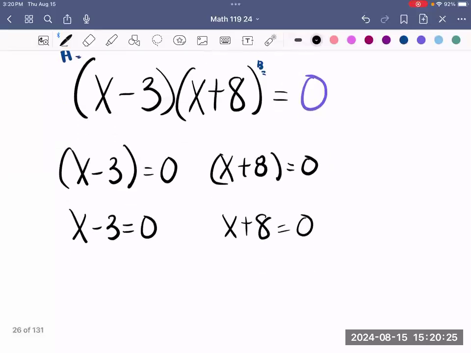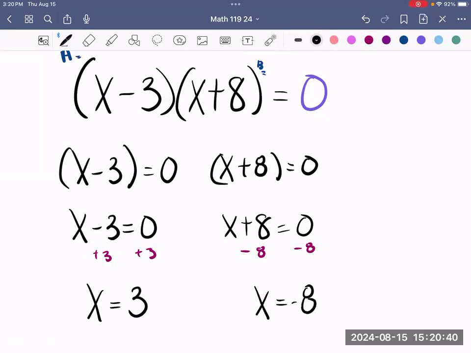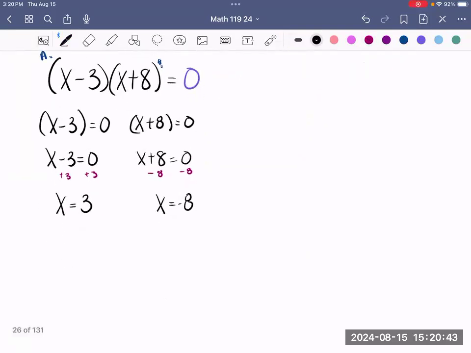and solving. So bring that 3 over. Bring that 8 over. So you're now with x is equal to 3 and x is equal to negative 8. Now, these are your solutions. These are your x-intercepts.